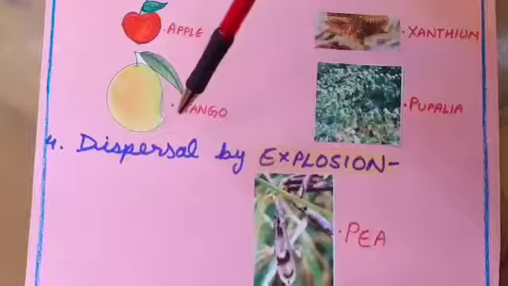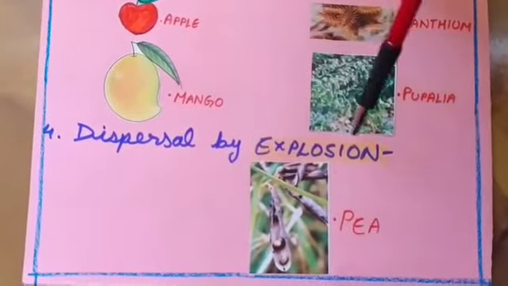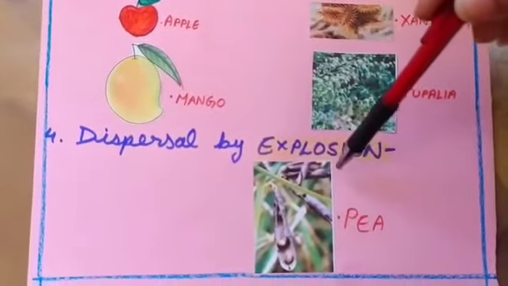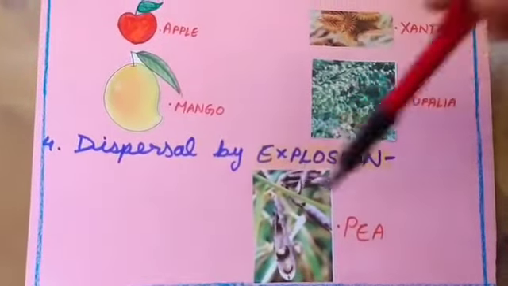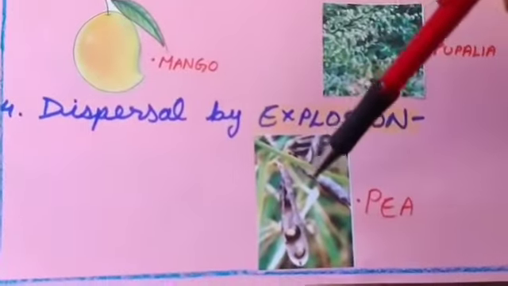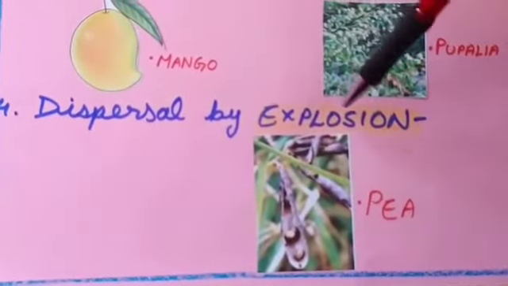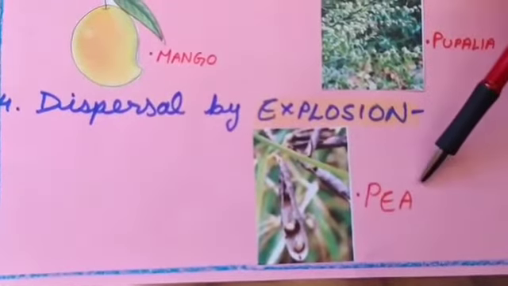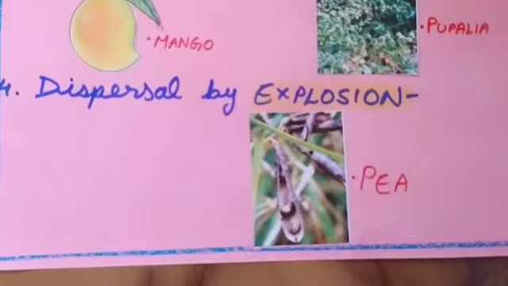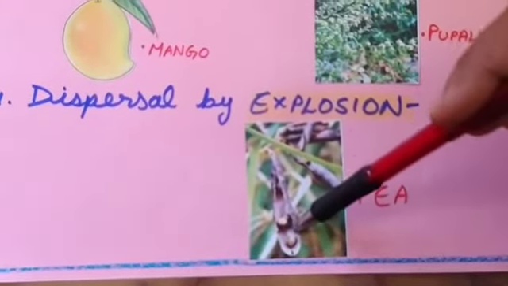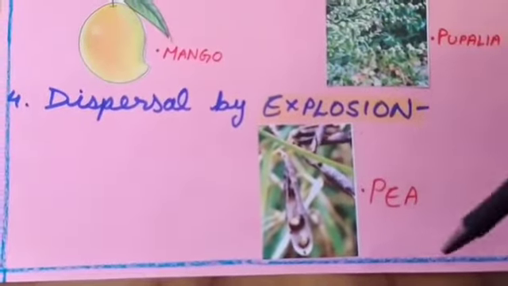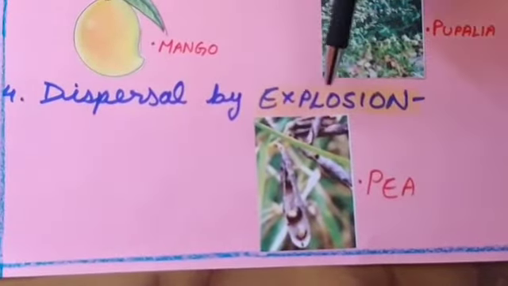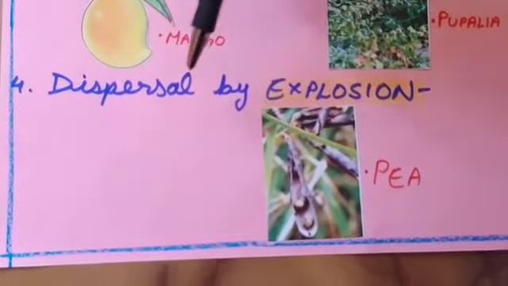The fourth agent is explosion. In explosion, what happens? Some of the seeds are present in a bean-shaped structure, these types of pods, which burst when they dry up. The main examples are peas or balsam. These types of seeds, due to explosion, are scattered at high speed to other positions. In this way, explosion is also helpful in the dispersal of seeds.